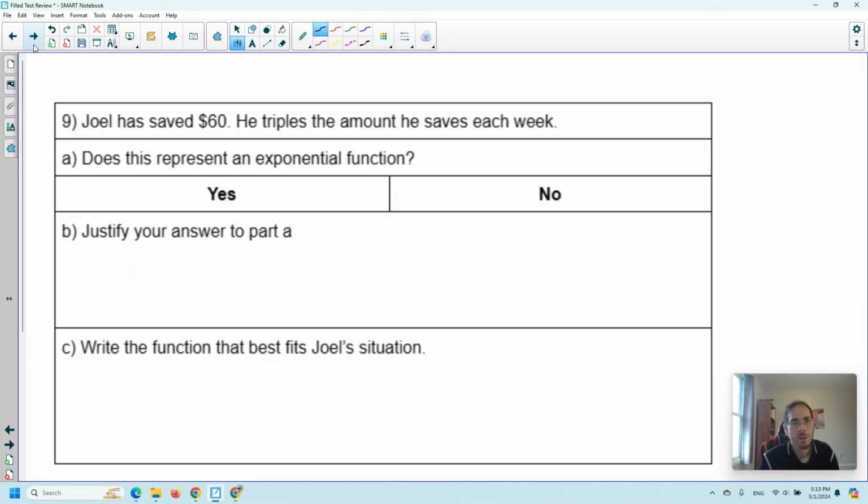For number 9, so Joel has saved $60. He triples the amount he saves each week. So part A, does this represent an exponential function? So for our exponential function, remember the idea behind an exponential function is, are we multiplying? Because multiplying every time is the sign of an exponential. So I come up here, I see the word triples. Triples means times 3, so yeah, I would say yes it is. And that's what I would give as my justification.